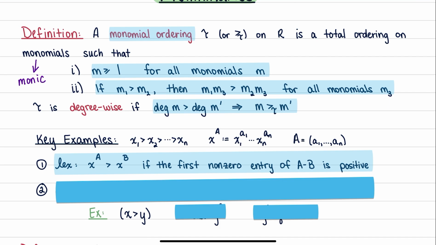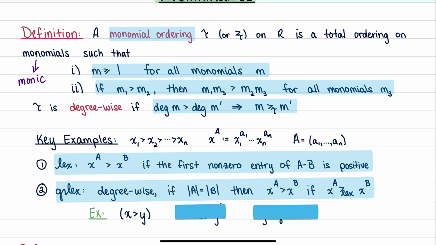This ordering is not degree-wise, but sometimes we are interested in having something degree-wise, and so we look at the graded lex order, which is degree-wise.